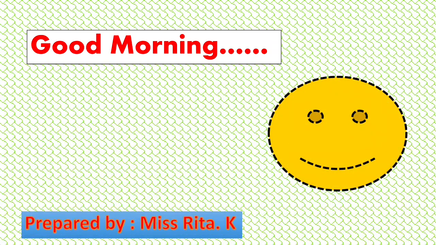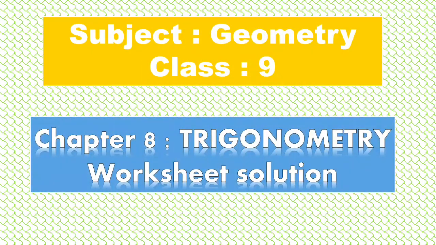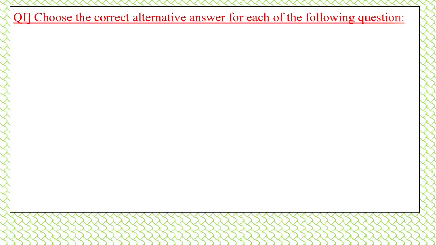Miss Rita here. Children, in today's video of Geometry, Class 9, Chapter number 8, Trigonometry, we are going to solve worksheet. Student, take out your worksheet, write your name, roll number, division, today's date. Let's start our worksheet. The worksheet question number 1 is given. Choose the correct alternative answer for each of the following question.